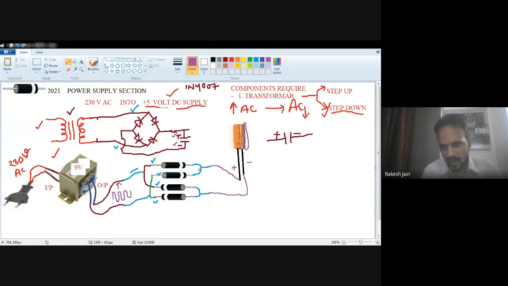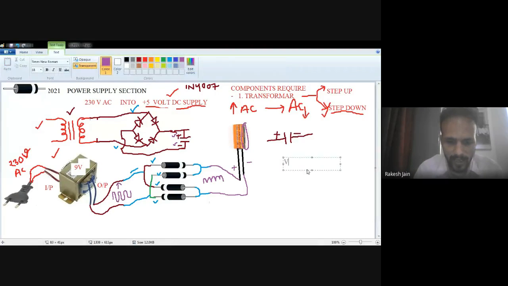Now at the output of the bridge rectifier, we know there is no negative pulse, but pulsating AC is there. But we require a fixed DC, so we have to connect a voltage regulator IC. So what is the voltage regulator IC?